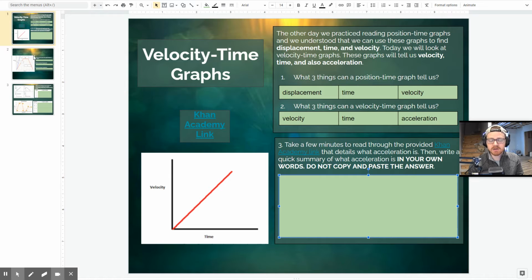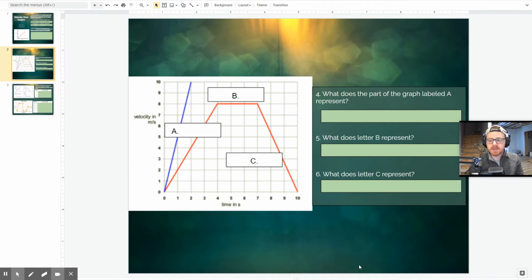So pause the video here and then come back, and we're going to move on to the next slide where I'll walk you through trends on a velocity time graph. Take a look at number 3, pause the video, and come back. Okay, so we should have an understanding of what acceleration is. Actually, I'm not going to say what acceleration is because you should have read it. So if you're hoping I would just say it, haha.